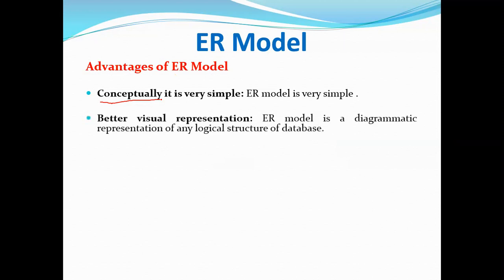Next one, better visual representation. ER model is a diagrammatic representation of the structure of your database. ER model uses symbols: rectangle for entity, oval symbol for attribute, and diamond symbol for relationships. By seeing it, the structure of our database is easily represented.